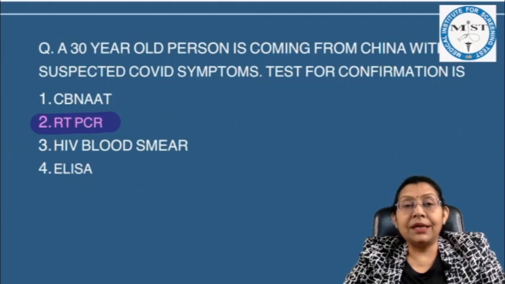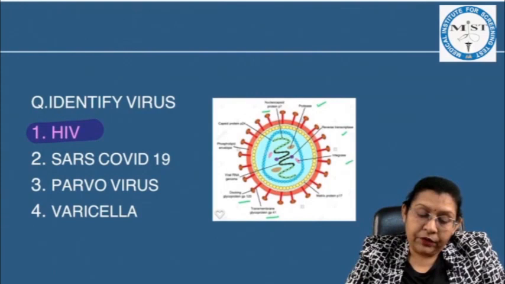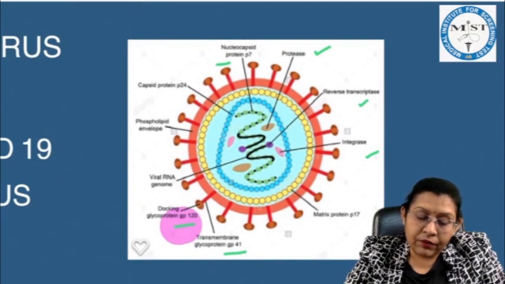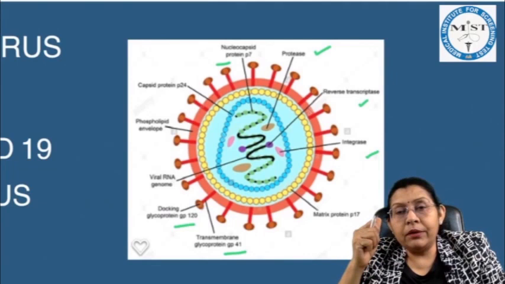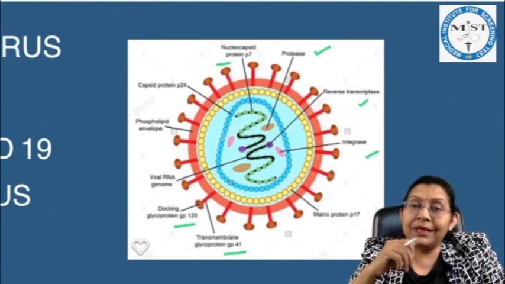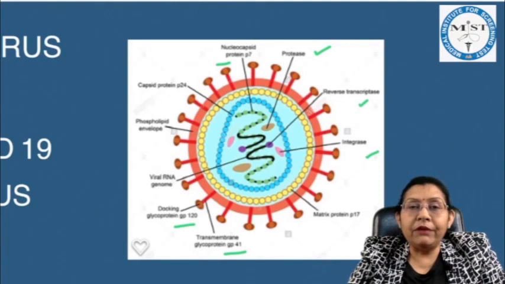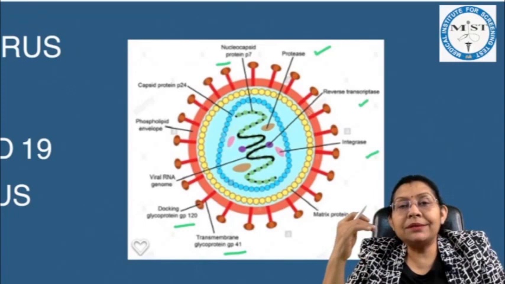Identify the virus. Now if you could see carefully, now we can see the glycoprotein 120, that is the docking protein, which helps in attachment of the virus to the host cell membrane. Transmembrane protein, through which the virus is entering through the membrane. Then we are having the nucleocapsid protein 7. With the help of the protease, reverse transcriptase and the integrase enzyme, it is functioning.